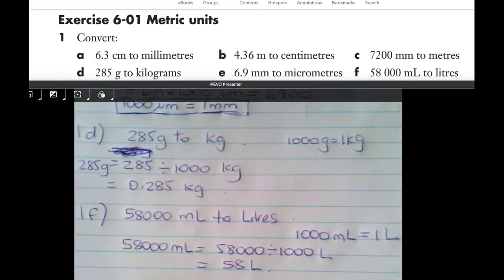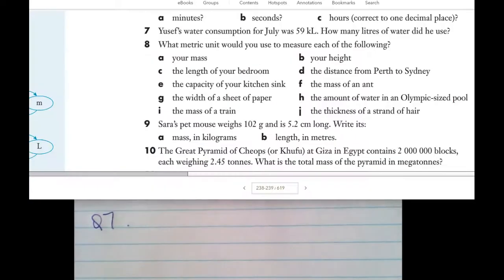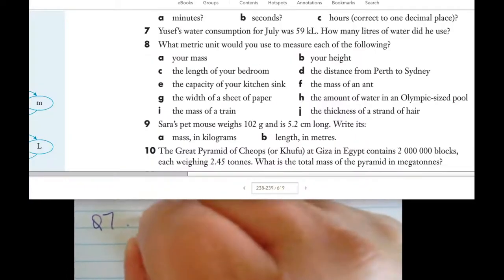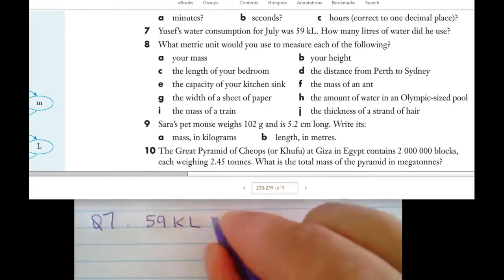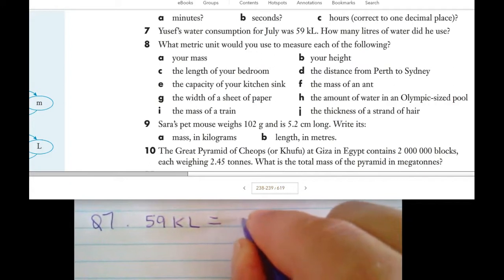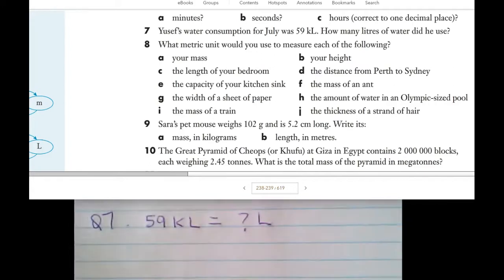Now, in the upcoming topic, measurement, you'll be doing a lot of these conversions when we do perimeter and area and capacity, volume, and all that, okay? We probably won't ask you a straight out convert. It'll be part of a question. The last one, Yusuf's water consumption is 59 kilolitres. How many litres is this? What they're asking you is 59 kilolitres equals how many litres? They're just asking you to convert kilolitres into litres.